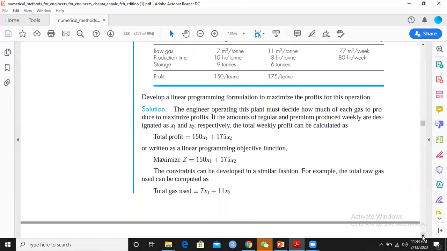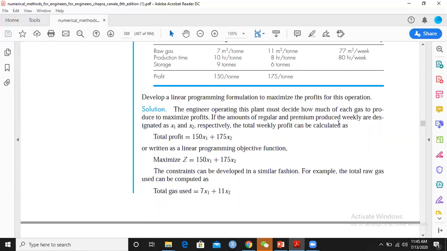Now students, the plan is that data is given to you. You will optimize the situation. You will make an objective function, and you will make the equations for the constraints. This is the plan. Okay, now let us learn how we do that. The engineer operating this plant must decide how much gas to produce to maximize profits.